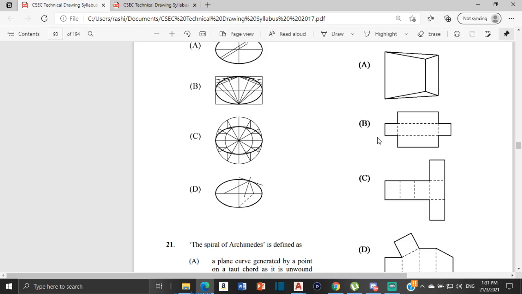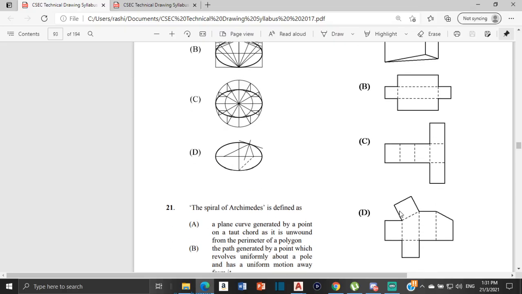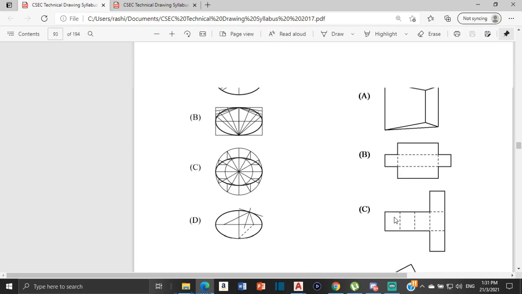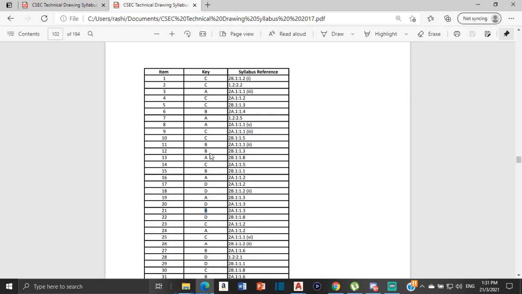So it can't be A because that doesn't have a top. Can't be B because B wouldn't have a top either, it just has the 4 sides. For C, you could fold C to complete a perfect box, but the top of the box would be flat. And for D, when you fold this here and you fold the sides, you will have a base and then the top would be an oblique top. So the answer should be D for 22.